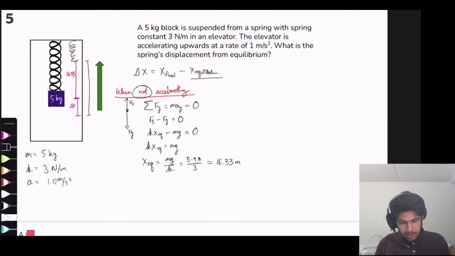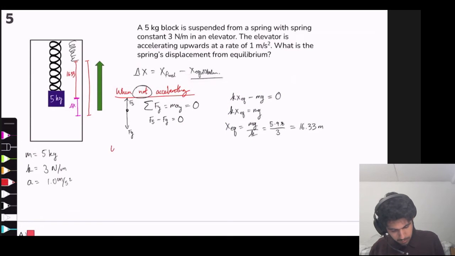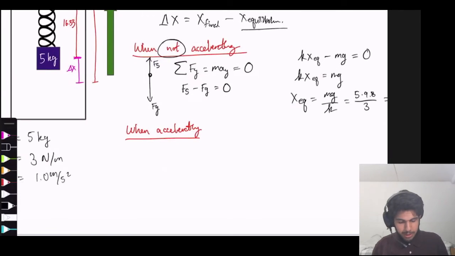Okay, so now let's consider what happens when the elevator is accelerating. I'm just going to move this over here. When accelerating. All right, so let's do another free body diagram. We have Fg pointing downwards. We have the spring force pointing upwards. Are there any other forces to consider? No, not really. So we can take the sum of the forces again.